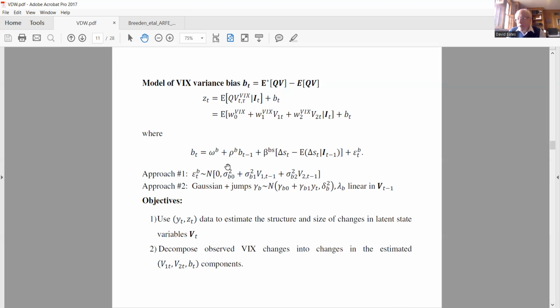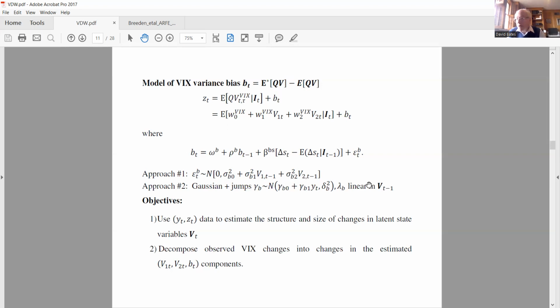You can filter the probability that a jump occurred. You can filter the size of the jump. You can filter the size of V jumps versus the size of Y jumps. So there's all sorts of information that can be extracted from using Z and Y as information variables regarding these latent variables. And that information could be incorporated into this model of the bias.